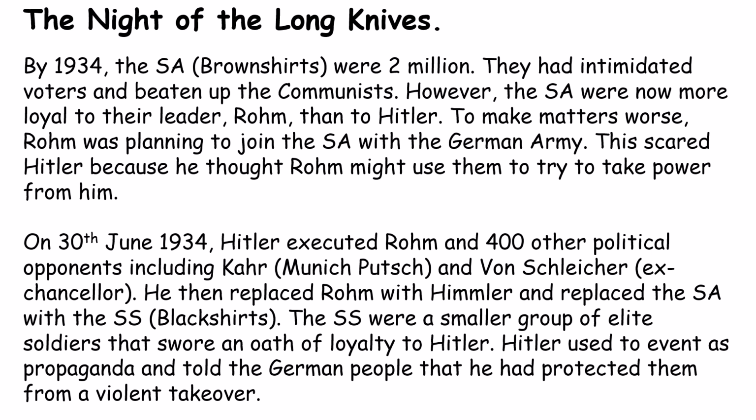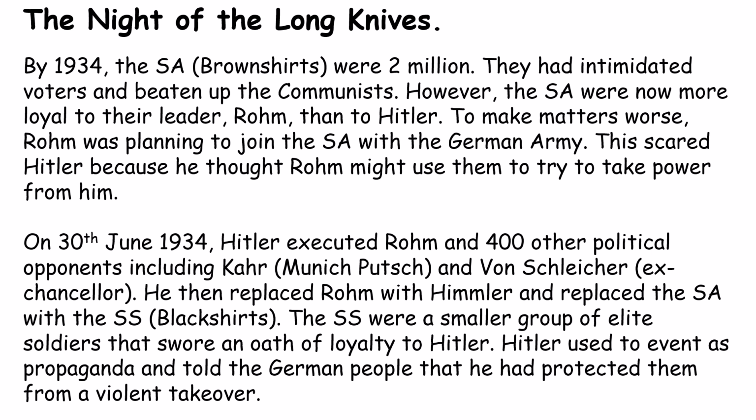The SA at this point had intimidated voters, beaten up communists, and they saw themselves as the reason that Hitler got into power, and they wanted payment from Hitler. Hitler had promised them good jobs when he got into power, and that wasn't really coming into fruition. So the SA wanted Hitler to carry through with his promise. They said to Hitler, if you like, we got you into power, we want rewards for doing so.